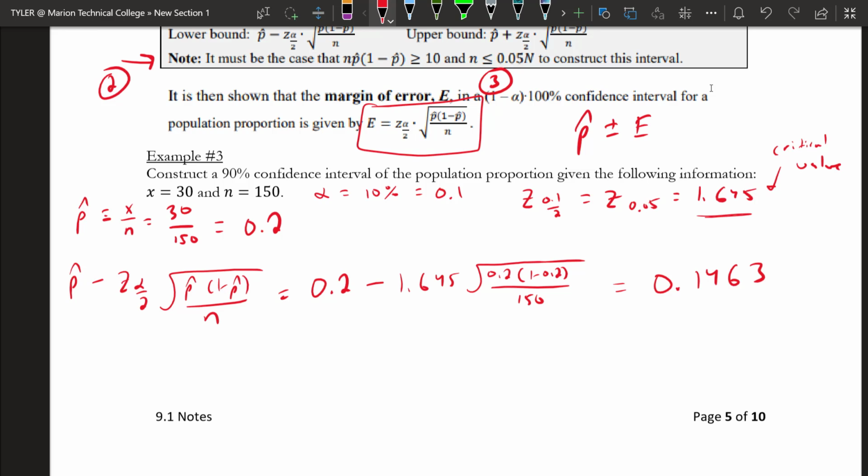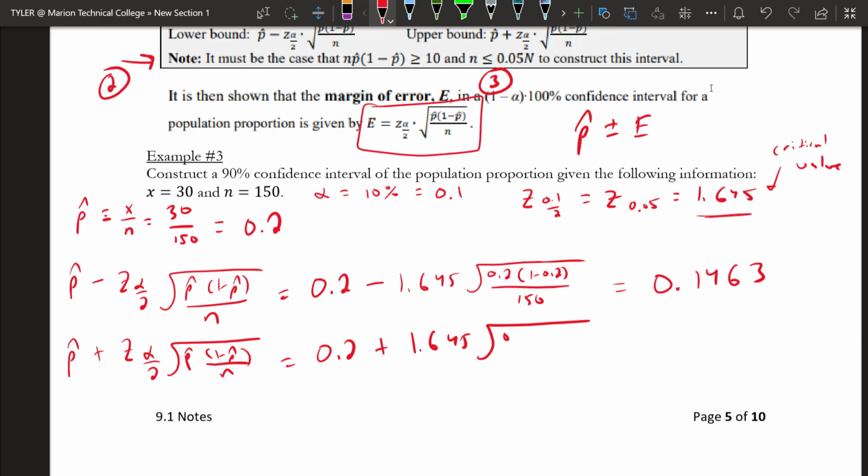Now I need to find my upper bound, which is the same thing but adding the margin of error. We would have the same thing, just a plus. If you do second entry on your calculator and just change the minus to a plus, that's the easiest way to do it. That would give you 0.2537.